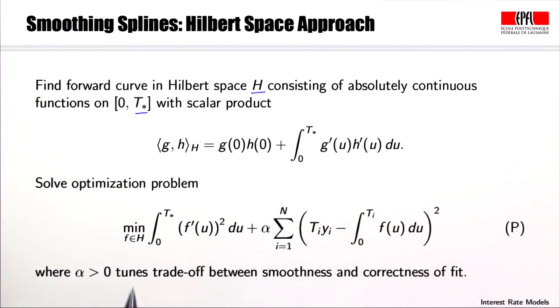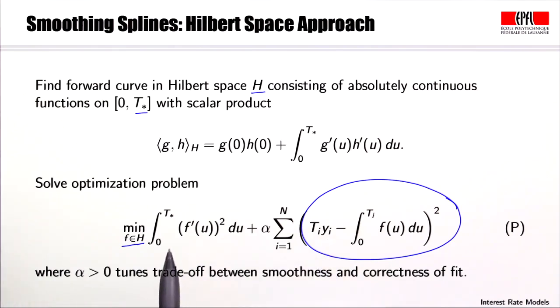We then look at all forward curves in this Hilbert space that optimally match the data, the yields yi, and at the same time are smooth in the sense that the square of the first derivative integrated over the time horizon is being minimal. The parameter alpha shown here tunes the trade-off between the smoothness and the correctness of the fit.